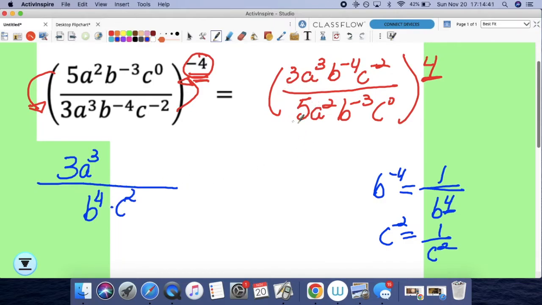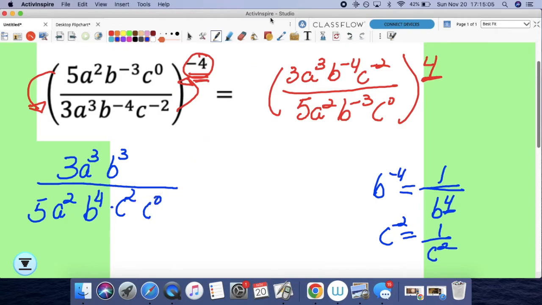So at the bottom, we have a 5, and the 5 actually stays in the denominator. Nothing happens to it. The a to the 2nd power, nothing happens to it. b to the negative 3rd. Now, if b to the negative 3rd is in the denominator, that's going to end up in the numerator. All right, that's a shortcut. c to the 0 stays where it is, right?